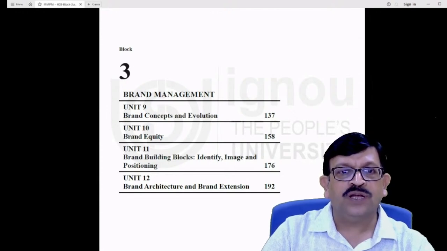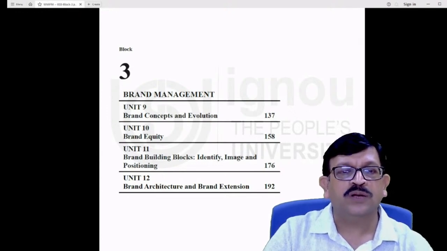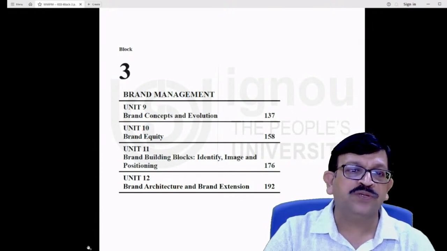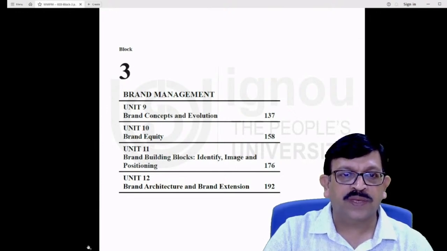Today we move to another important area of the PBM course. We will be covering brand management in the next 4 units. Today's unit would be on the concepts of branding and its evolution, going forward to brand equity, then building brand building blocks, and then to brand architecture and brand extension.